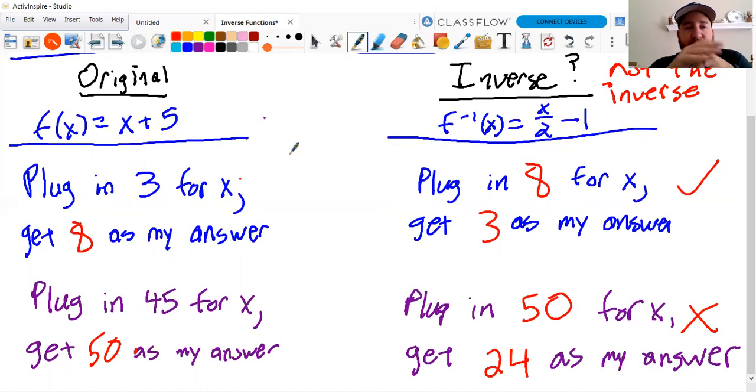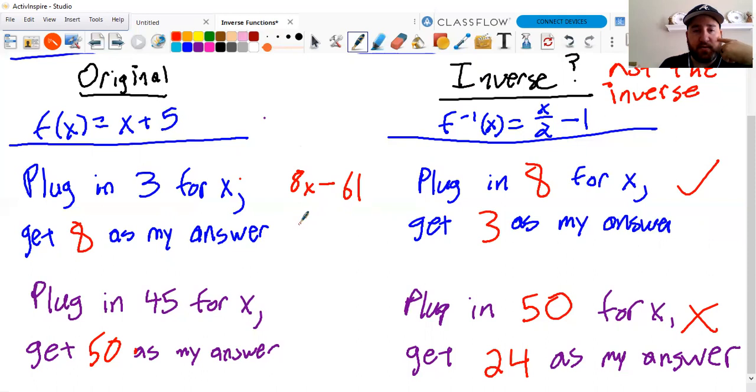If my original function was x plus 5 and I plug in 3, I get 8. I could find an infinite number of functions that do the opposite, plug in 8 and get 3. So this is an example. I could do 8x minus 61. Plug in 8 and get 3. 8 times 8 is 64. 64 minus 61 is 3.